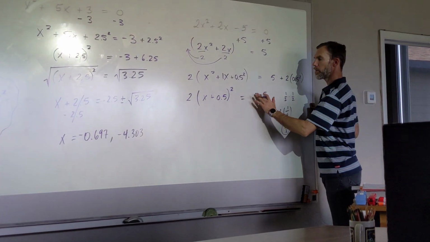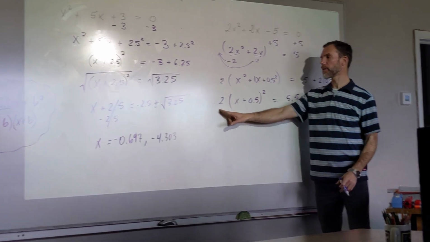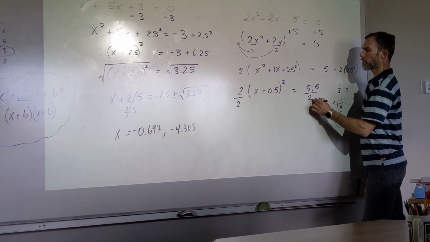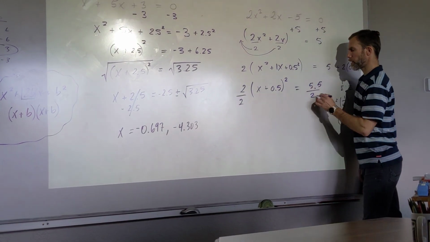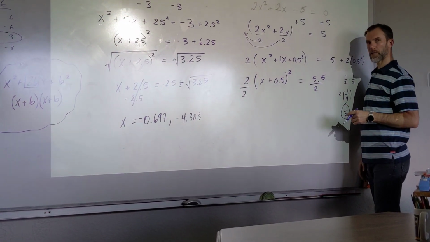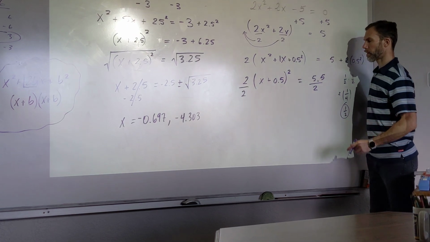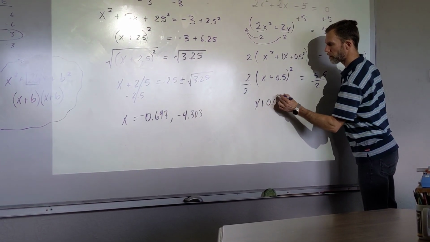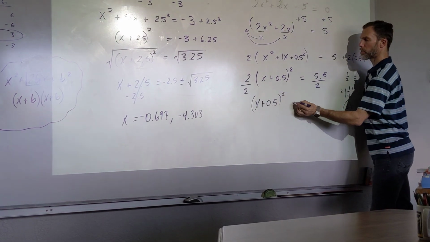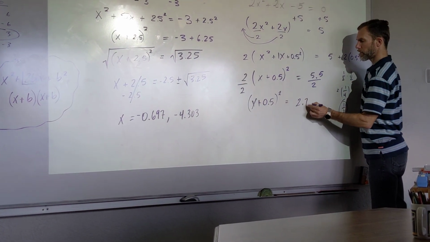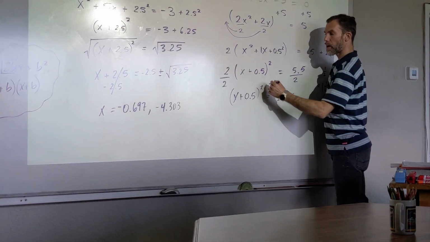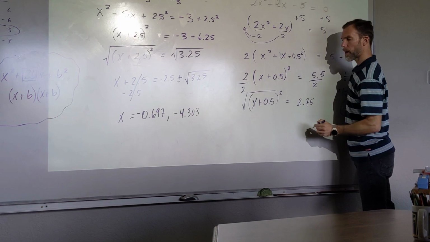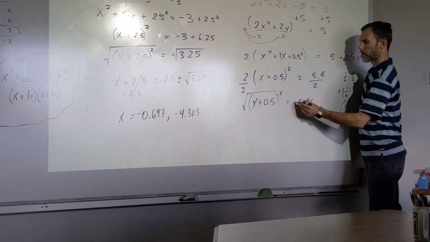All right, so we simplified this side. Now let's divide out a 2 and then solve for the square root. Divide everything by 2. And so we get this. What's 5.5 divided by 2? 2.75. Okay. So we have x plus 0.5 squared equals 2.75. And now we can take the square root of both sides. Square root and square cancel.